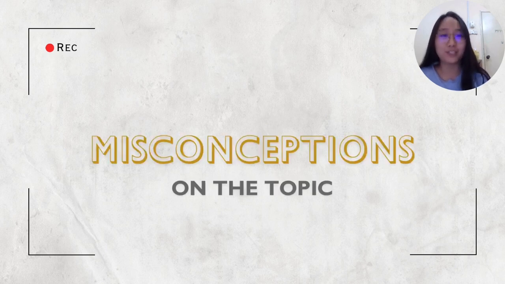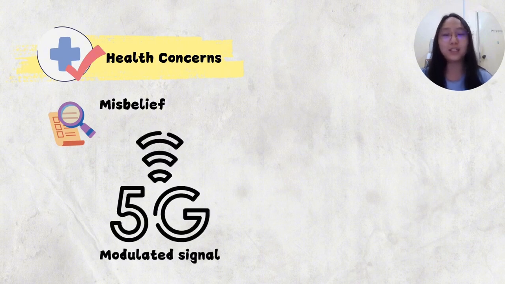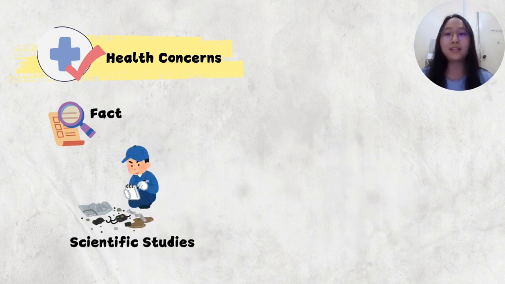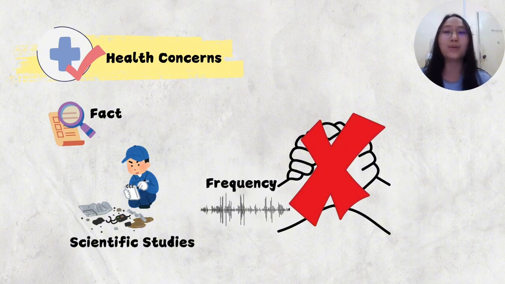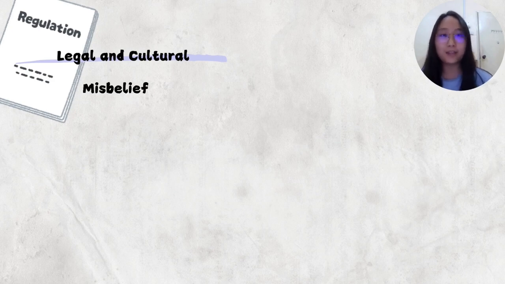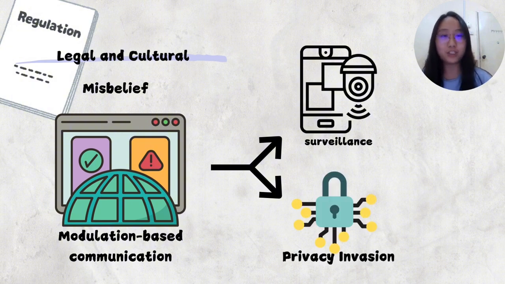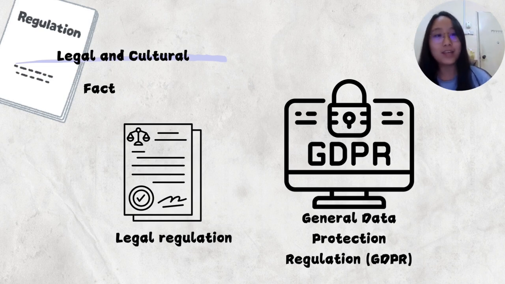Last but not least, there are some misconceptions from the public about the communication system. Firstly, the public believes that modulated signals such as 5G will cause severe health risks like cancer. However, scientific studies show that there is no conclusive evidence linking regulated frequencies to health hazards. Lastly, in terms of legal and cultural aspects, the public believes that all modulation-based communication is prone to surveillance and privacy invasion. However, in fact, legal regulations such as GDPR ensure the responsible use of communication technologies.